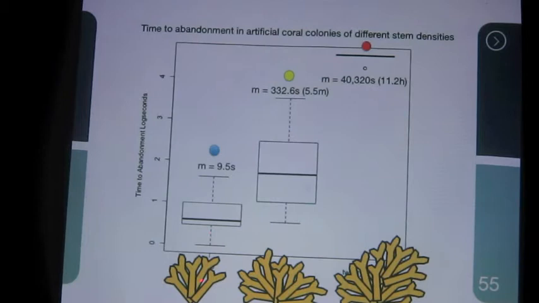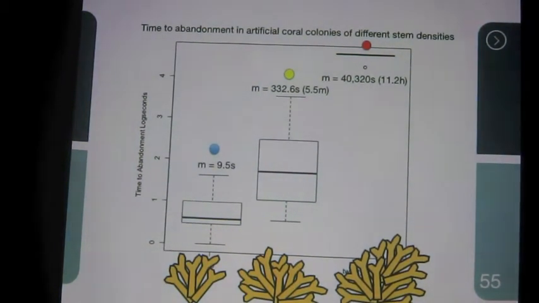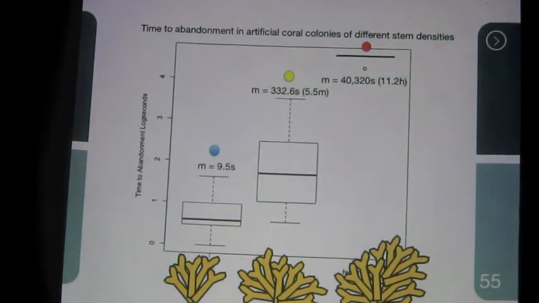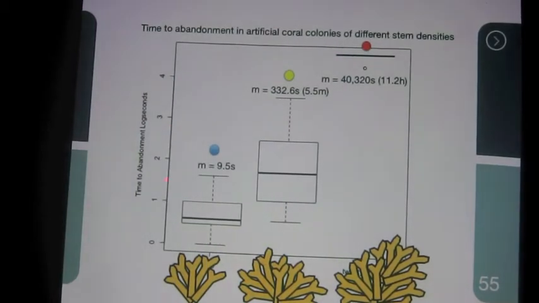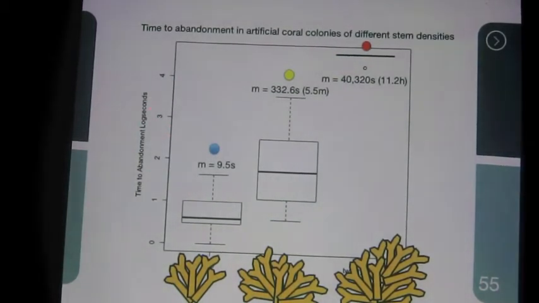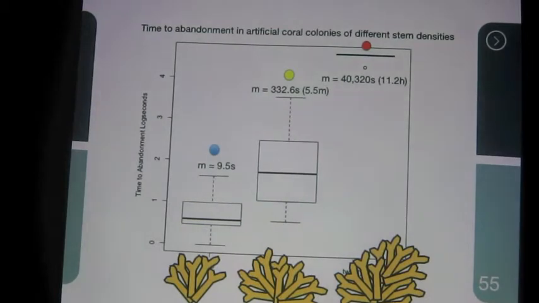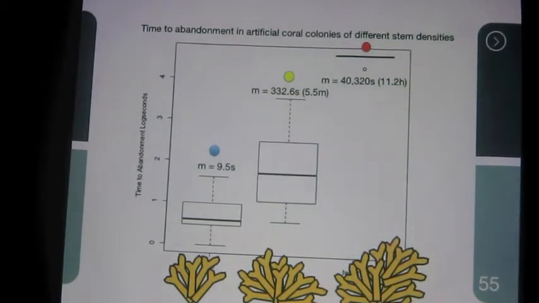So when I had 5 stems, and let me back up, this is an odd measurement. This is log seconds because the real data wouldn't fit on this graph. The real data, the average for 5 stems was 9.5 seconds. The crabs were like, this place sucks, I'm out of here.